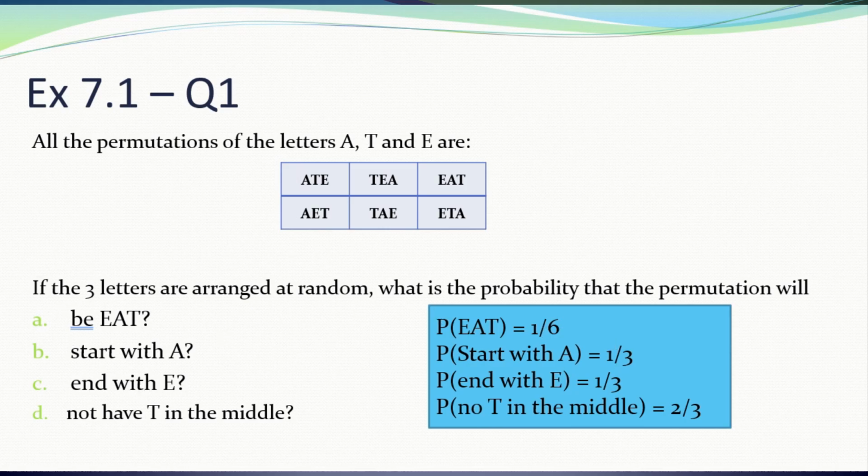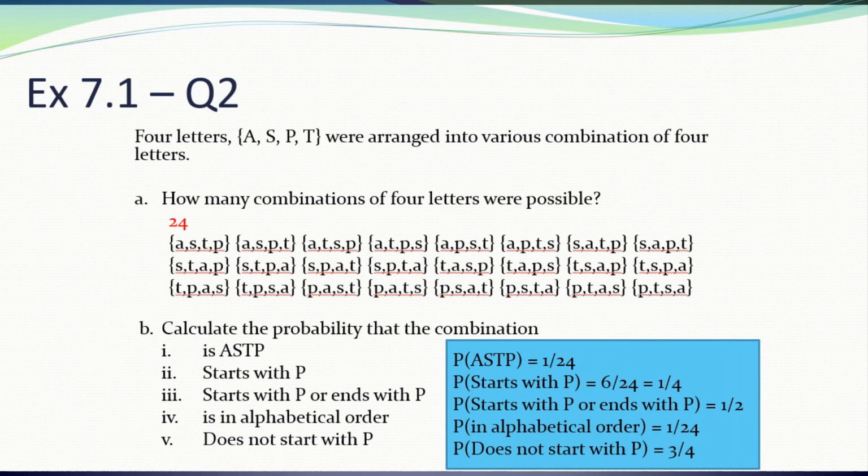Ends with E, how many end with E? 1, 2. 2 out of 6, 1 over 3. Not have T in the middle. So how many don't have T in the middle? Okay, so this one has T in the middle, this one cannot. Not have T, so 1, 2, 3, 4. 4 out of 6, answer is 2 over 3. Or you can choose the ones with the T, which is 1 and 2. 2 over 6. So the ones that don't have a T is 4 over 6. Complementary law. Okay, so these are all pretty much straightforward now.